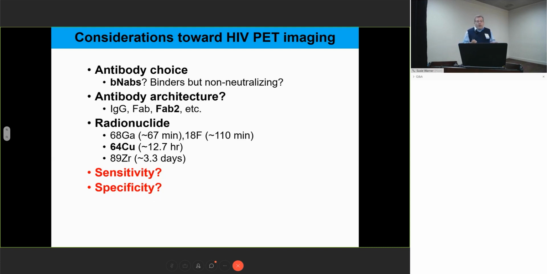Radionuclides, there's a wide range from gallium-68, which has a 67-minute half-life, to 18F, which is 110, to copper-64 and zirconium. Most of the work done in cancer has been done with zirconium with whole antibodies. And again, the question is, is that the right choice for this particular type of imaging? And I'm not so sure if that's true, but I think that this is the space that we need to work in. It'd be much better to use probably a shorter half-life, maybe a Fab with a shorter half-life radionuclide, but we're going to have to do quite a bit of work to get that into people.